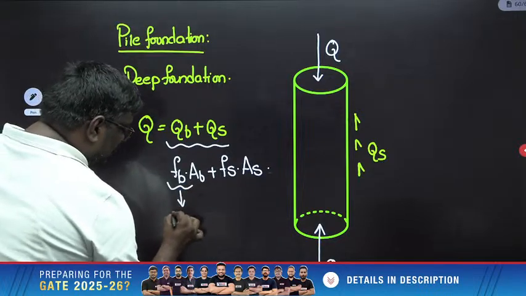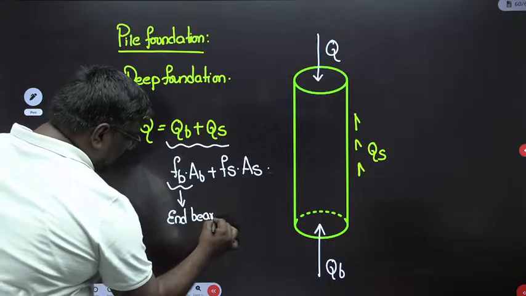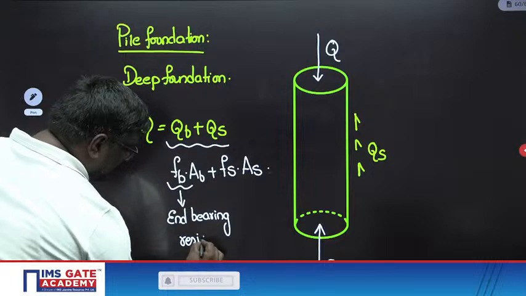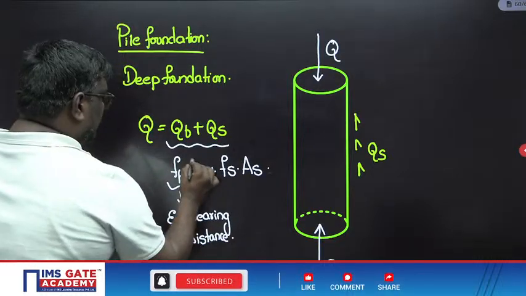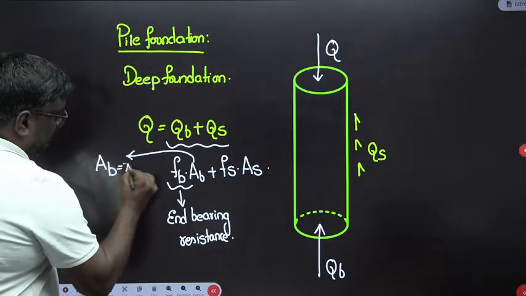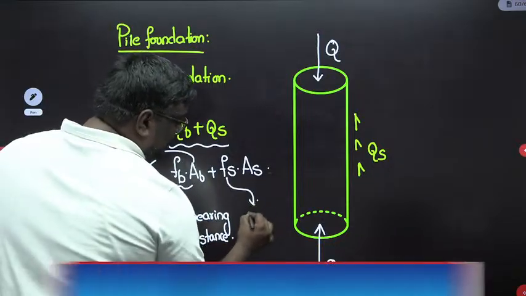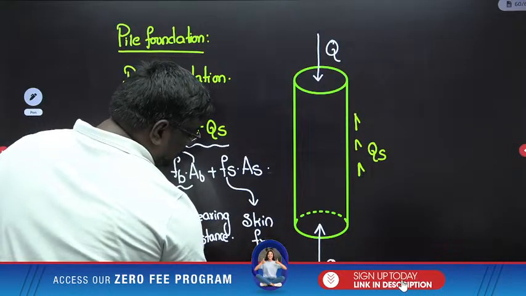Now, what is FB? This is known as end bearing resistance. What is AB? For a circular pile, it will be pi by 4 d square. And FS is called skin friction resistance.